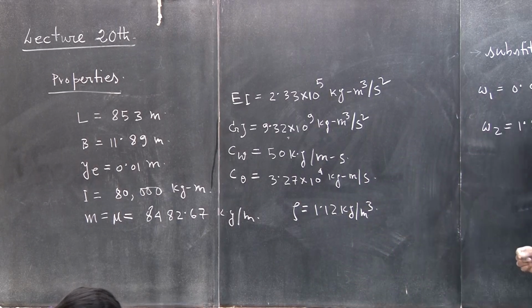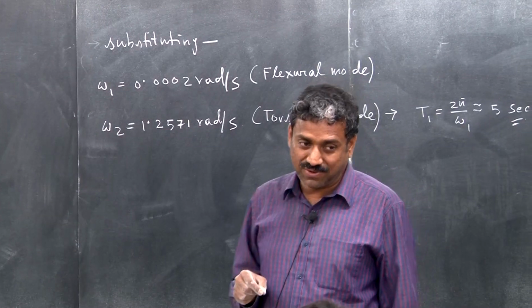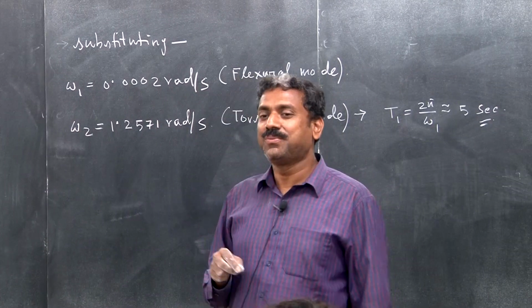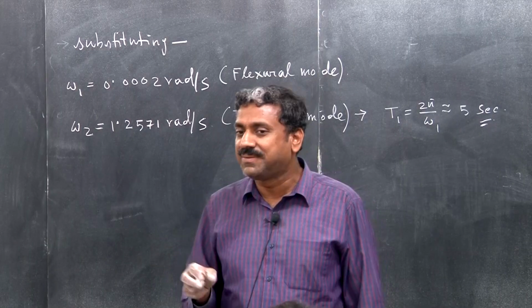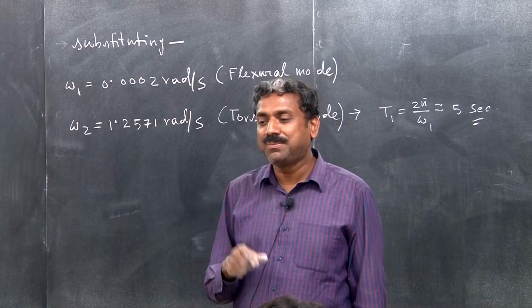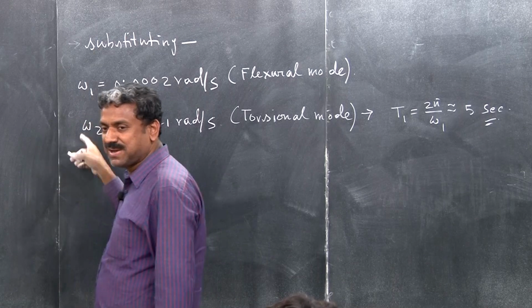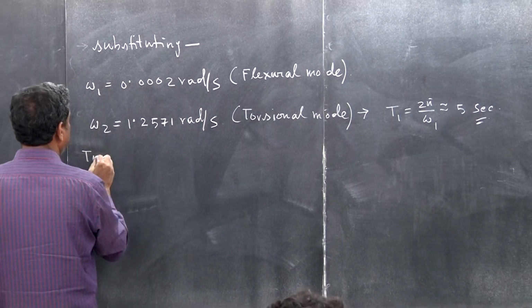See, what we have seen is that negative damping can only occur in the torsional mode, right? Flexural mode can never have negative damping. So we can find out modal damping for the torsional mode. How will you find out modal damping in the torsional mode? By solving, you can also get the respective mode shape. So there will be two mode shapes.